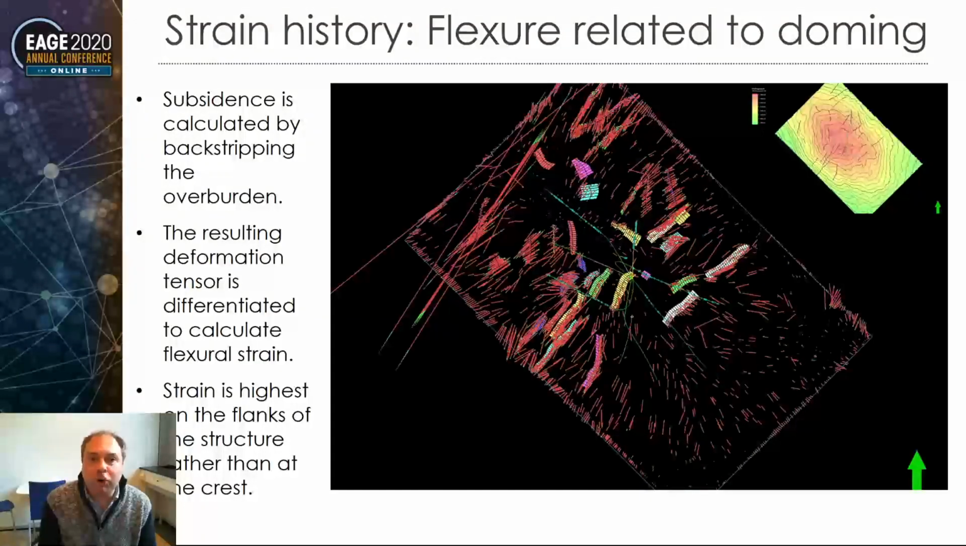We can also model the flexural strain related to growth of the salt pillow. And we did this using an algorithm that was developed by a team at Aarhus University, using a backstripping technique to calculate the flexural strain over time. And what we found here is that we generated a radial strain pattern, but the highest strains were seen not on the crest of the structure, but on the flanks of the structure.